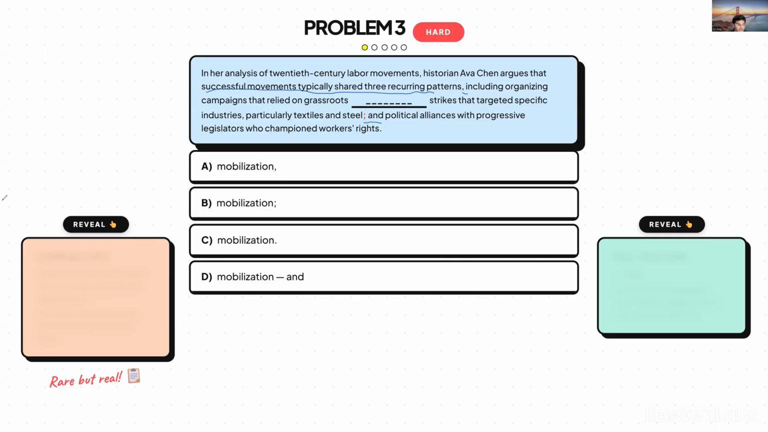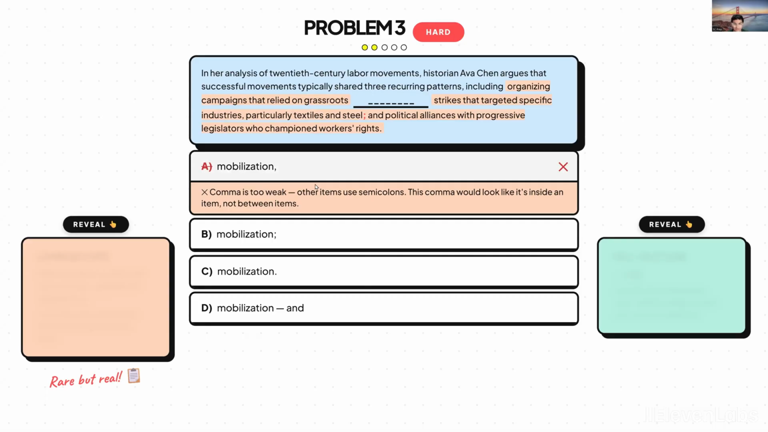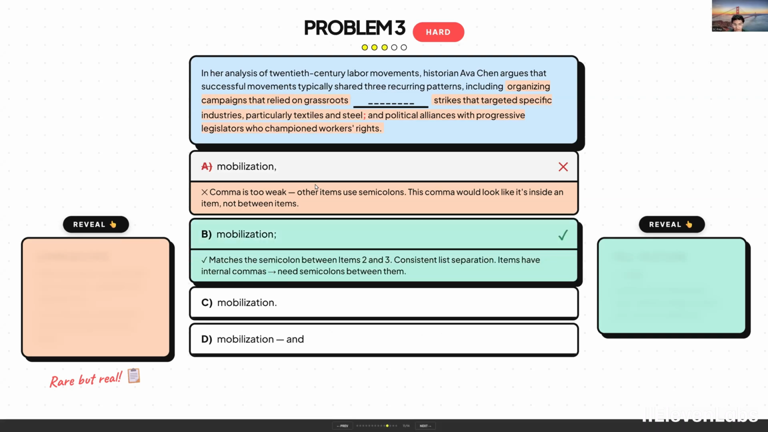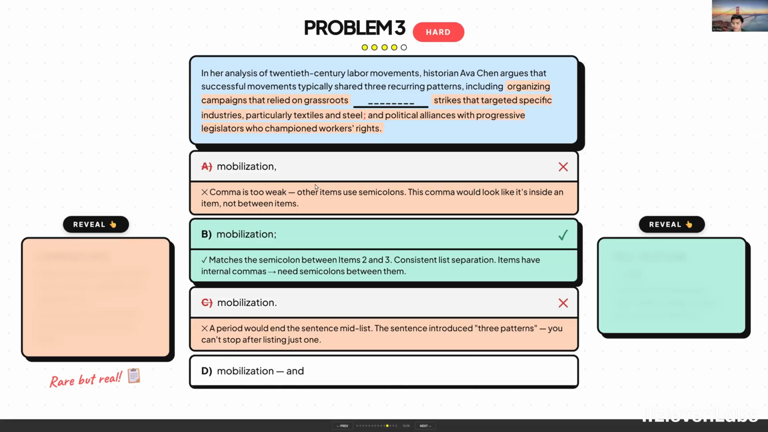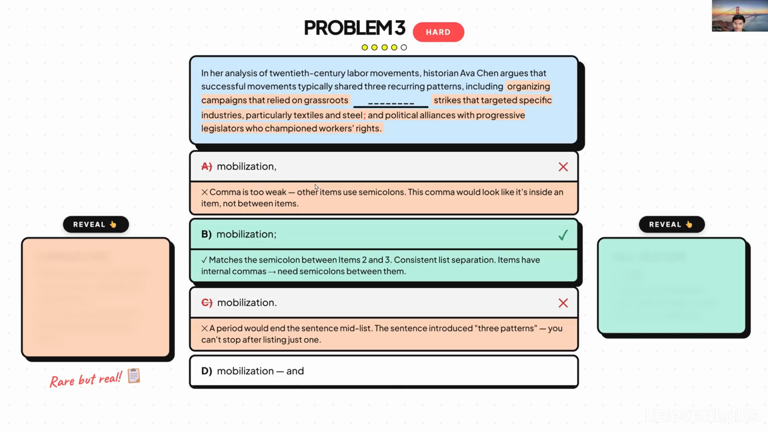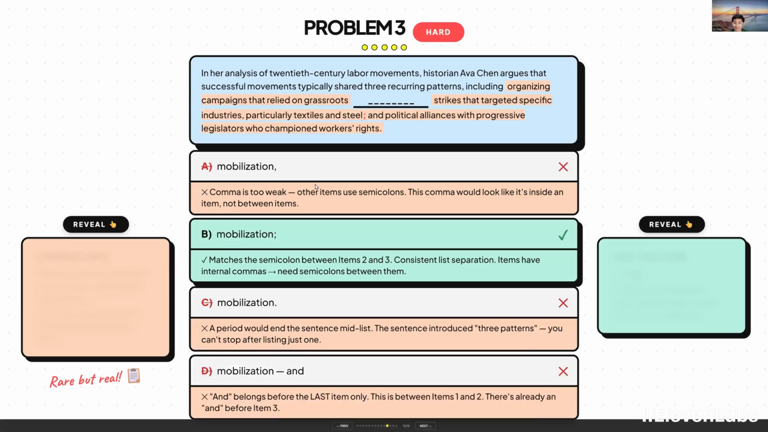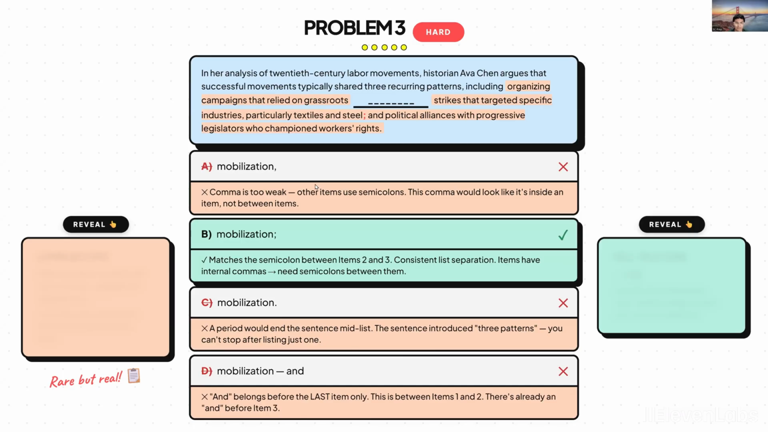So you know that there's a list that's going to be coming in here, and because of that, you can already lean towards B. Once again, the comma is too weak here since you have a complex list and the complex items require the semicolon. And once again, because of the semicolon, B is the only right answer, and C would end up ending the entire list mid-sentence, so that would create grammatical problems later on. And D doesn't work since you can only have the "and" connecting the last and the second-to-last items in the complex list.